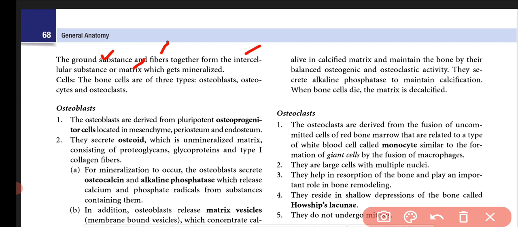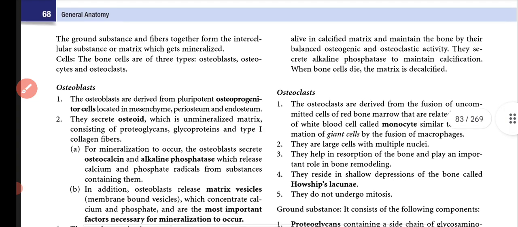The bone cells are of three types. So the microscopic structure of the bones mainly consists of three components: number one, the bone cells; number two, the ground substance; number three, the fibers. The ground substance and fibers together form the matrix. The bone cells are of three types: osteoblasts, osteocytes, and osteoclasts. Now we'll go to these topics.